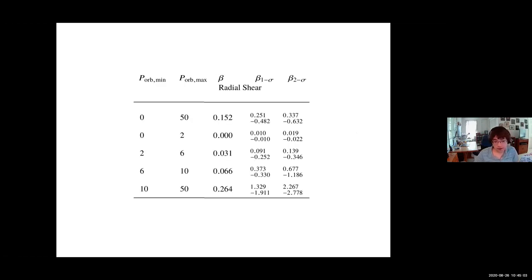So we then repeated that for different period windows. So 0 to 2, 2 to 6, 6 to 10, 10 to 50. Maybe you don't believe 10 to 50 is synchronized. I probably don't. And we keep finding, we can place constraints, and as we go out to longer periods, the constraints we can place get weaker. But we never actually managed to get a non-zero measurement. Even so, I think the constraints themselves are actually interesting.